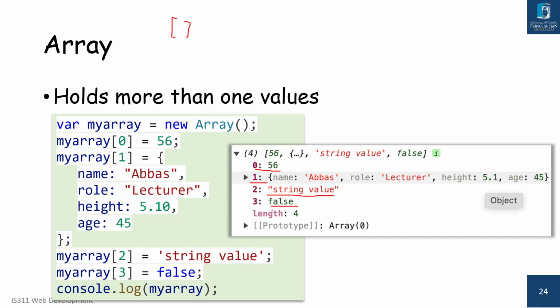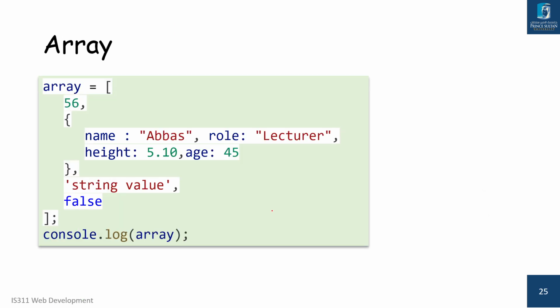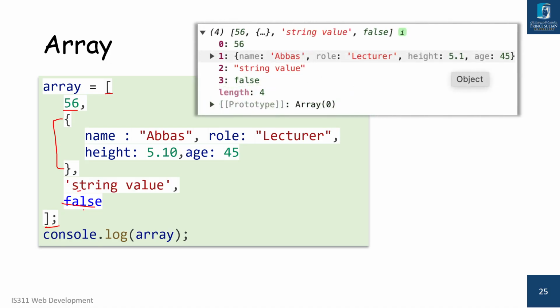So you can see that inside one array we have multiple different types of values. Either you create the array like this, using the bracket notation. We are putting the first value as a number, the second value as an object, then a string, and then false, and it will do the same thing for me.